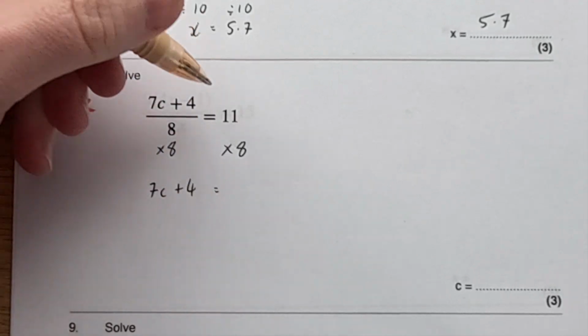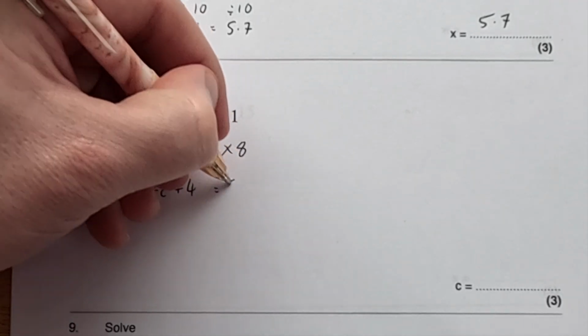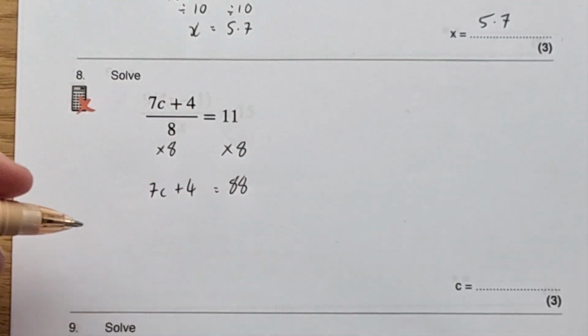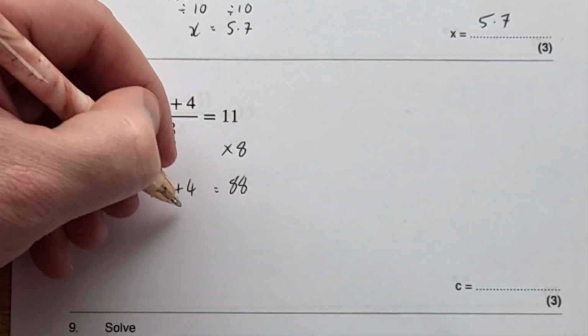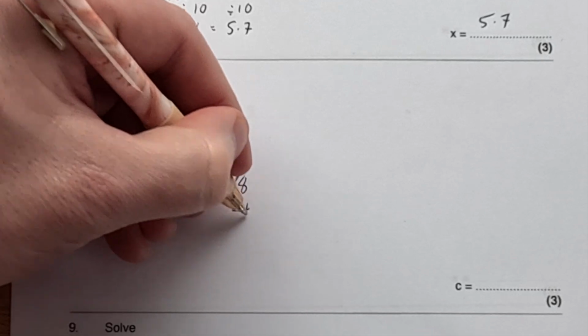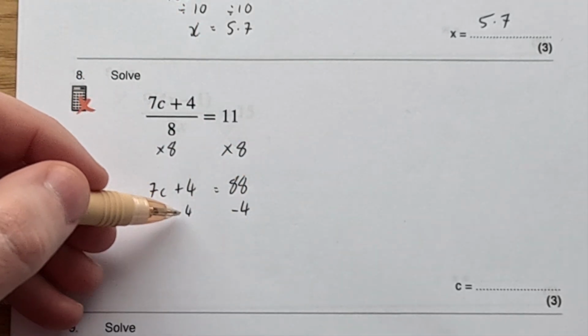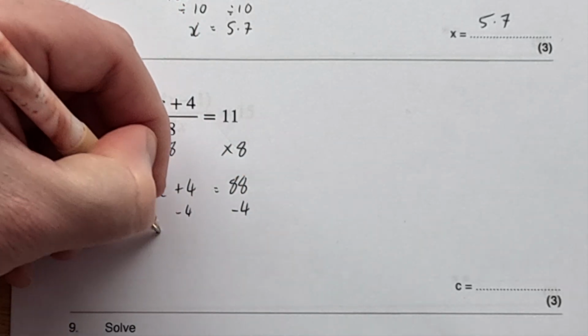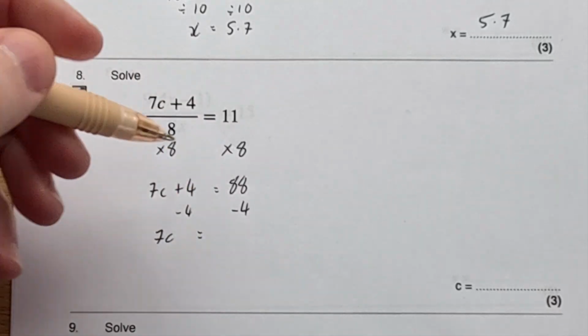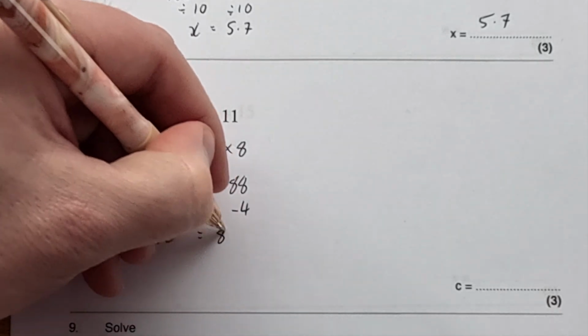And on the right-hand side, we had 11 multiplied by 8, that's going to be equal to 88. Now we want to solve this equation, so we're going to take away 4 from both sides, so subtract 4 and subtract 4. On the left-hand side, we're taking away 4 to get rid of the plus 4, so we're just going to be left with 7c. And on the right-hand side, we had 88, take away 4, that's going to be 84.